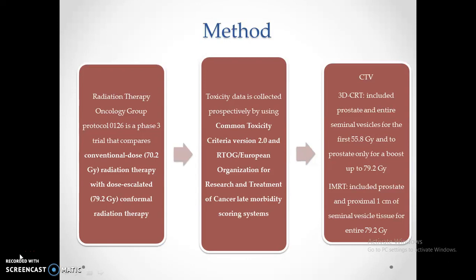They included prostate and entire seminal vesicles for the first 55.8 gray and prostate only for a boost up to 79.2 gray. For the IMRT technique, they included prostate and proximal 1 cm of seminal vesicle tissue for the entire 79.2 gray.